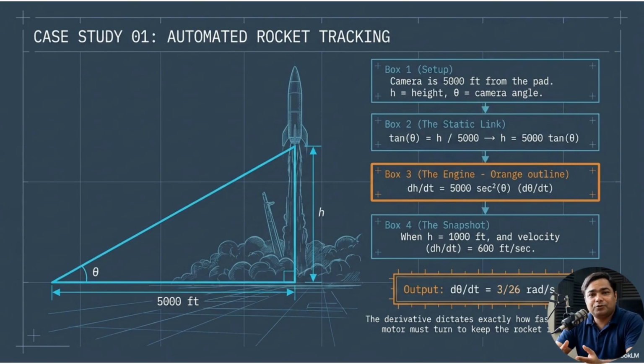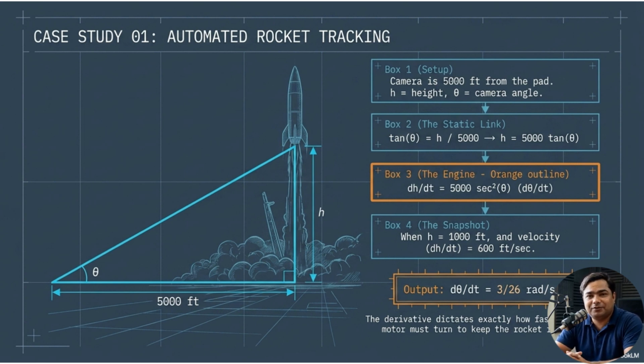Now we apply the four-step process to a real example: automated rocket tracking. Imagine a camera is placed 5,000 feet away from a rocket launch pad. The rocket is moving upward. The camera must rotate so that it always points toward the rocket. The question is, how fast should the camera angle change? Let the height of the rocket be h and let the camera angle be theta. The horizontal distance is fixed at 5,000 feet.